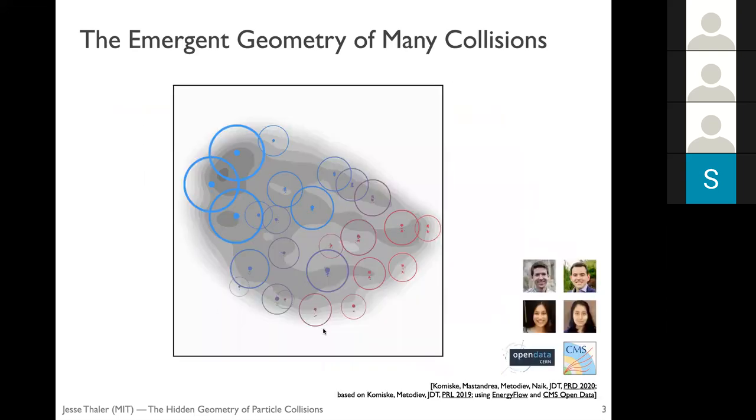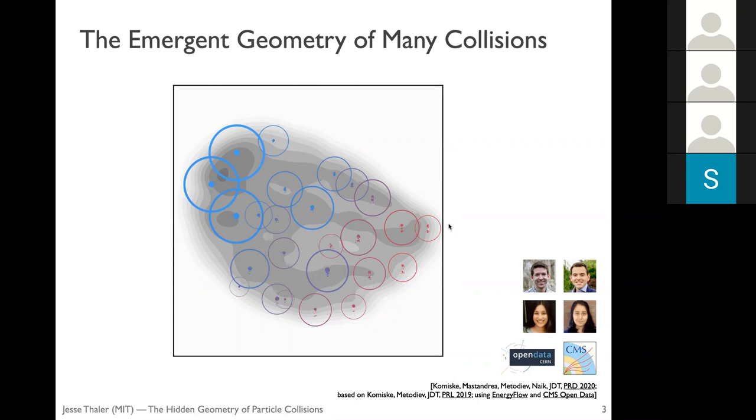What I'm going to be talking about today is an emergent geometry that comes when you're looking at many collisions. This is a more abstract geometry, which I'll be explaining in this talk. Here what you're seeing is the space of jets. This is data taken from CMS, a public data sample, and an analysis that I did with Patrick Komiske, Eric Metodiev, Preksha Naik, and Radha Mastandrea. In gray, it's showing a distribution in the space of events, and these 25 circles represent example jets in this space.